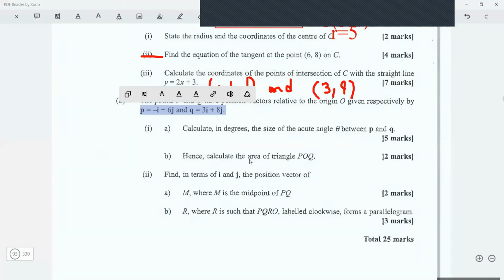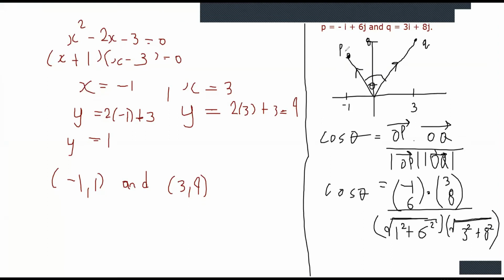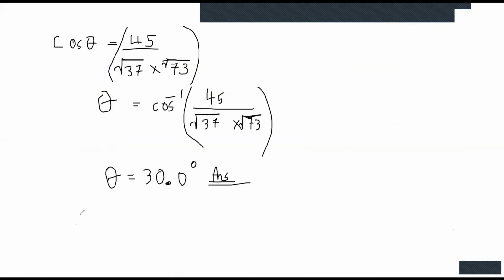It says, hence calculate the area of POQ. So to find this area, you know this side and you know this side. So if you draw just a line on it, this is POQ. So the area of a triangle is half AB sine theta. So do that. Area of triangle POQ.